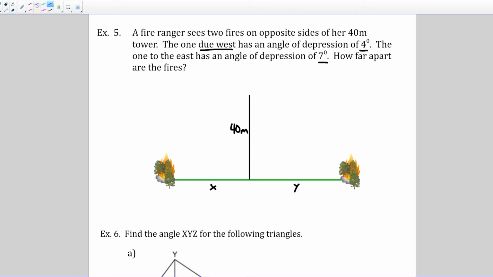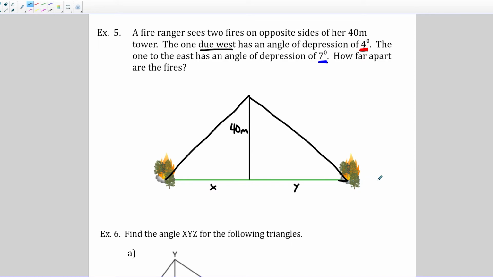Now the part that's a little tricky is figuring out where we put these angles of depression. We've got two of them here: one at 4 degrees going towards the left, and 7 degrees for the one heading due east. So we're going to go ahead and make our two triangles. We've got one there, and one that kind of looks like that.